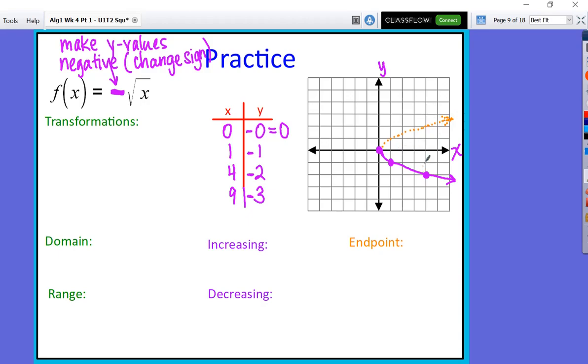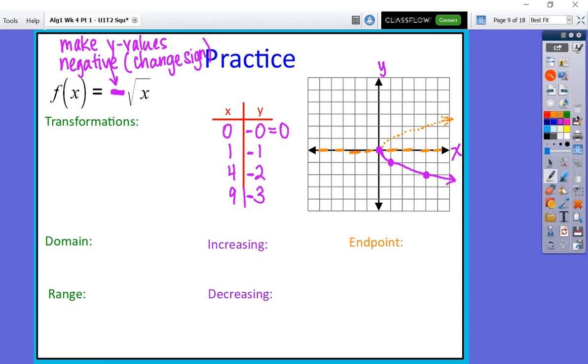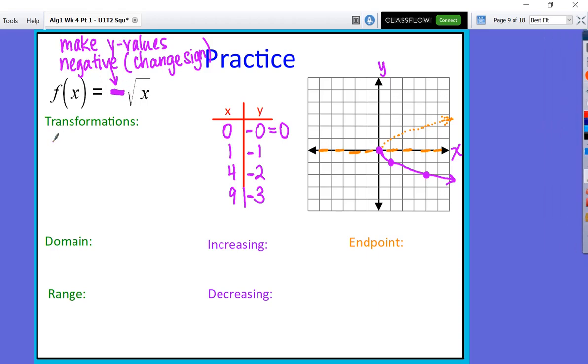No. Doesn't this look like we kind of folded it over a line of symmetry? Doesn't this look like a mirror line like we've done in the past? But who is our mirror line? This makes a difference. Ooh, ain't that the x-axis? Look at you. So if we have a negative in front of everything, that means y values go negative.